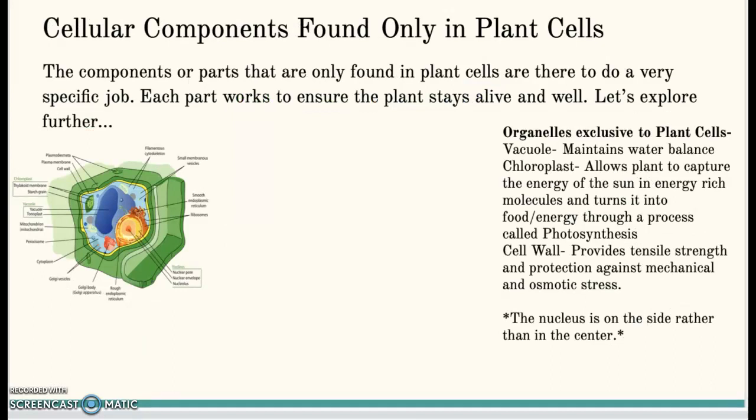Cellular components found only in plant cells. The components or parts that are only found in plant cells are there to do a very specific job. Each part works to ensure that the plant stays alive and well, so let's explore further.